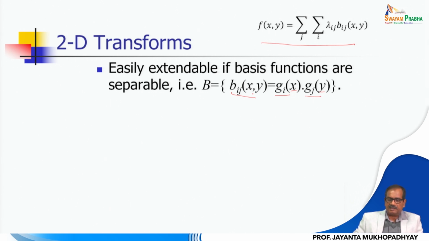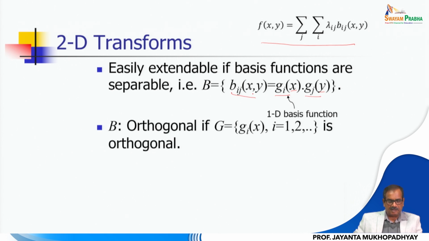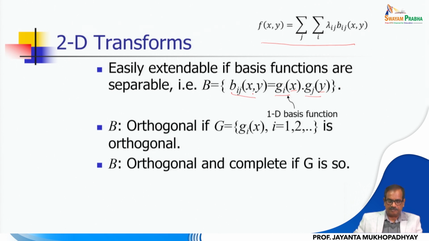Now, if these basis functions in 1 dimension are orthogonal, then it can be easily shown that for this kind of set of separable functions in 2D, they are also orthogonal. So that is how your orthogonal expansion becomes once again convenient. All the basis functions we have discussed in 1-dimensional transforms are easily extended simply as a product of those 2 different functions of two variables. So this is how we can consider them.